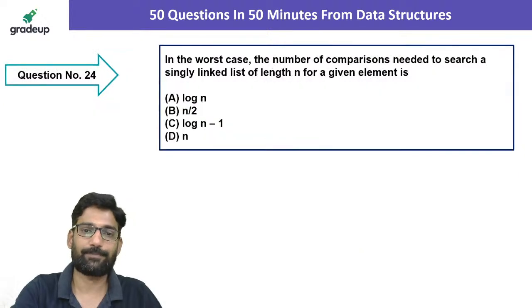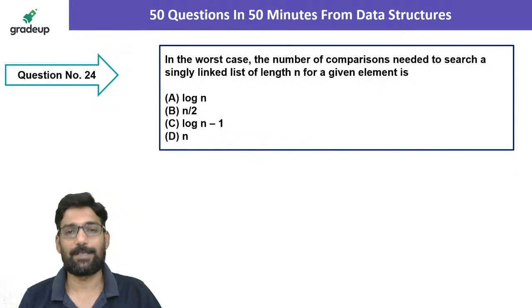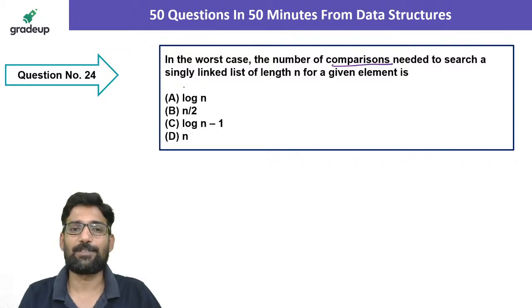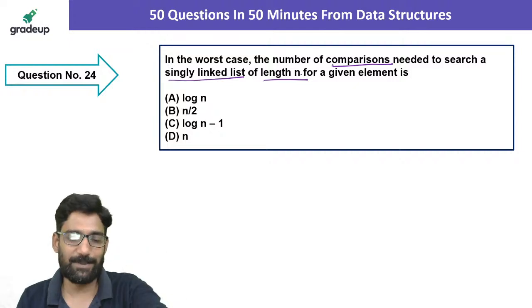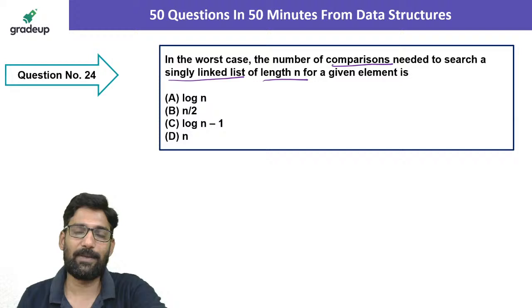Next question. In the worst case, the number of comparisons needed to search a singly linked list of length n. Very easy question. Come on. In the worst case, how many comparisons for singly linked list?